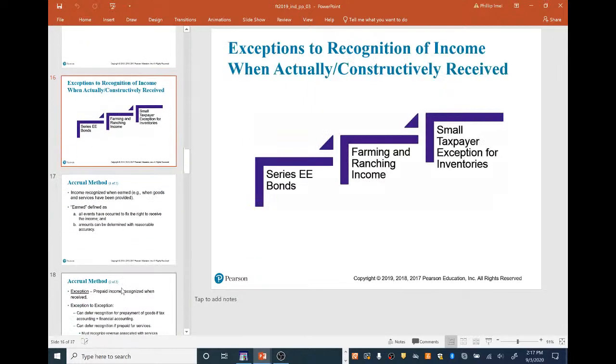So let's talk about some exceptions to recognition of income when actually or constructively received, okay? As you can see here, we have Series AA bonds, farming and ranching income, small taxpayer exception for inventories, okay? So once again, the exceptions exist for certain U.S. savings bonds, crop insurance proceeds, and certain drought-related livestock sales, okay?